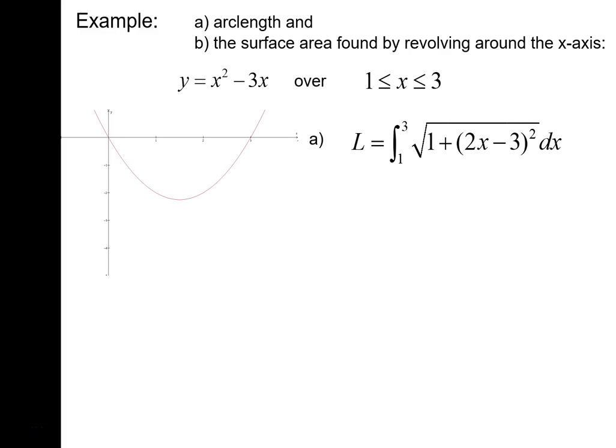So that's the formula we had previously. It's the integral from 1 to 3 of the square root of 1 plus the derivative, 2x minus 3, squared in terms of x. Use the calculator to get that. We get a value of 3.4.